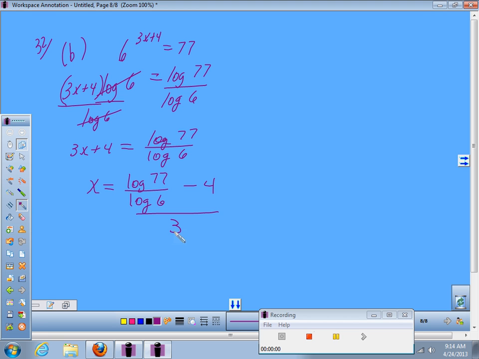Like that, yeah, you'll definitely have to put logs on both sides. Can I just put it in my calculator like that? Yeah, you could. I'll check it, but I'm pretty sure you can. That's how you get it. I'll double check. Negative .53.